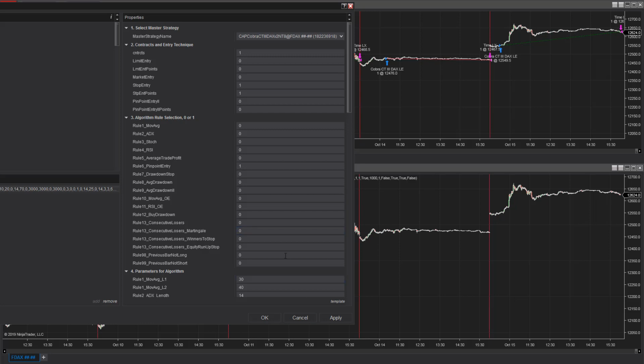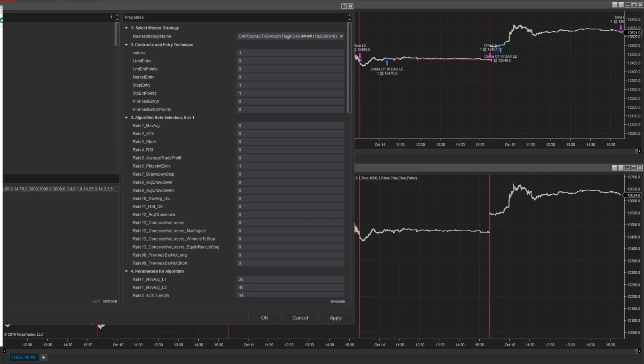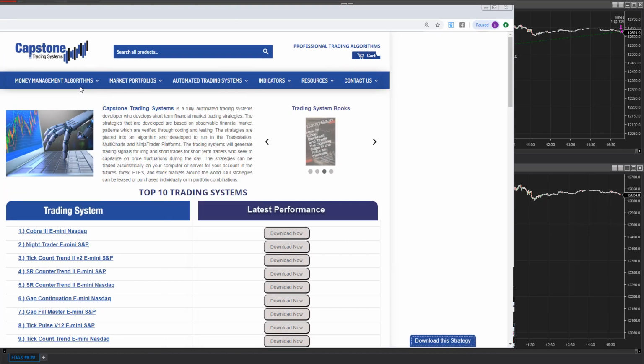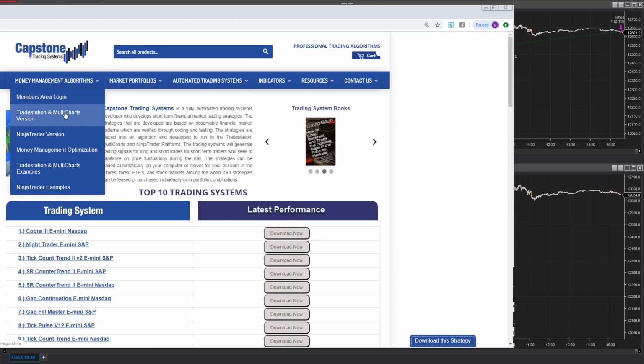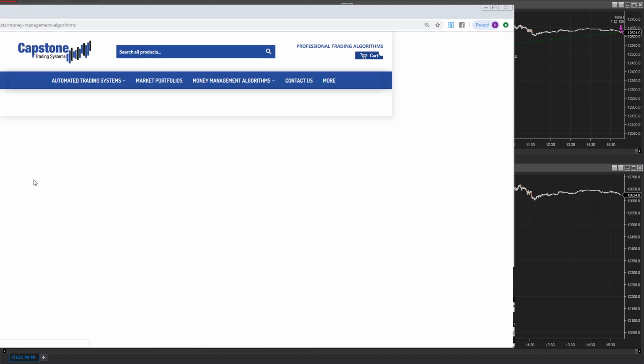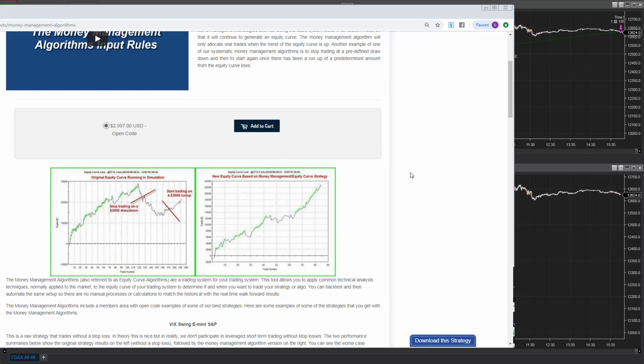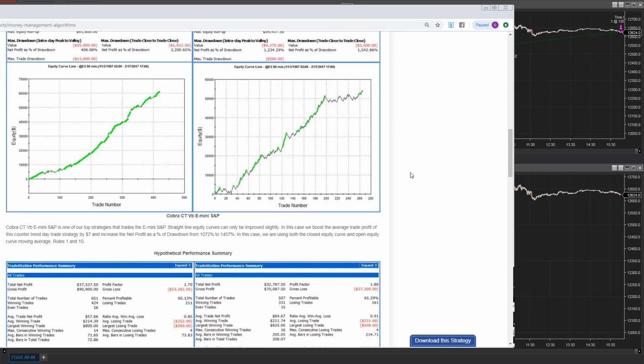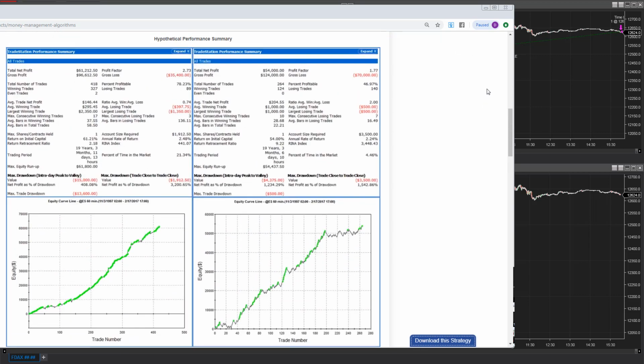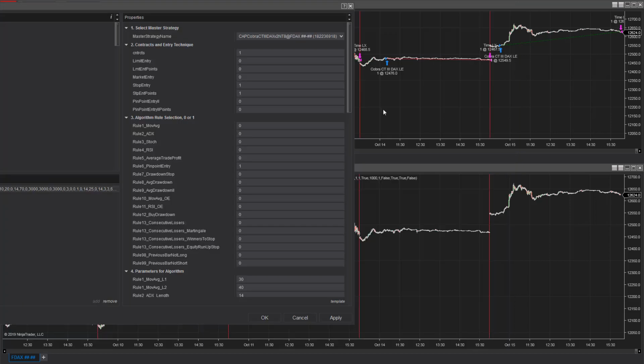you can get this from the Money Management Algorithm section of the website, and I will show you that. If you go to the website, you go to Money Management Algorithms, TradeStation and Multicharts version, and you can read more about the Money Management Algorithms and how that works. And DAX Cobra CT2 or DAX Cobra CT3 is included, open code, as well as the Money Management Algorithm.